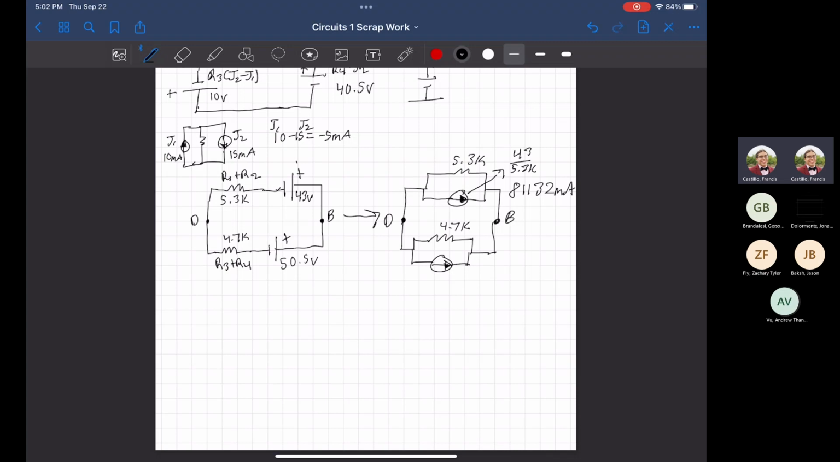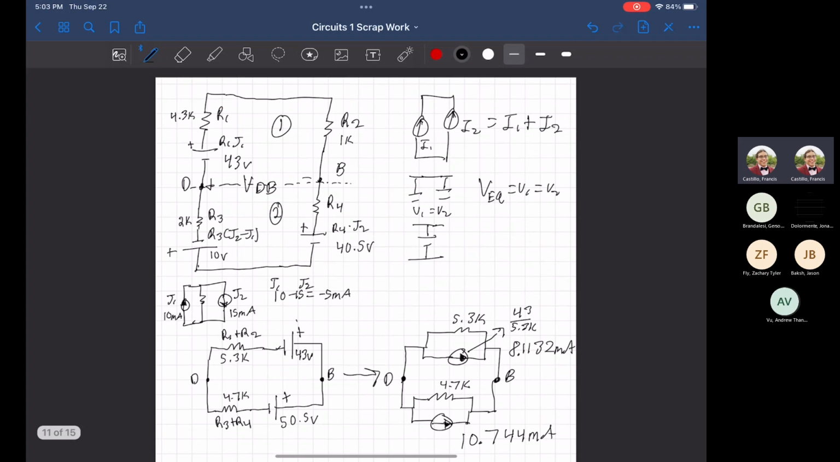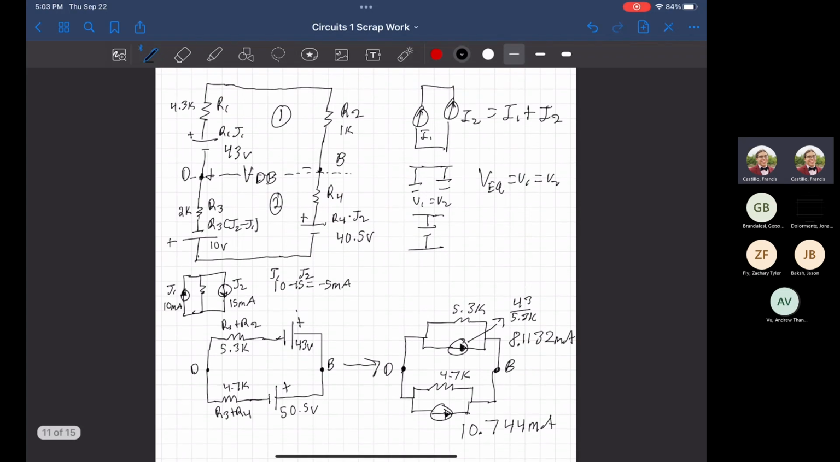Same thing down here is going to be very ugly numbers. It's going to be 10.724 milliamps. Depends how far you want to go. Doesn't really matter too much. So there's that. But hey, guess what? We can do a quick combination of these right here. We know from earlier, current sources in parallel, we add them up.